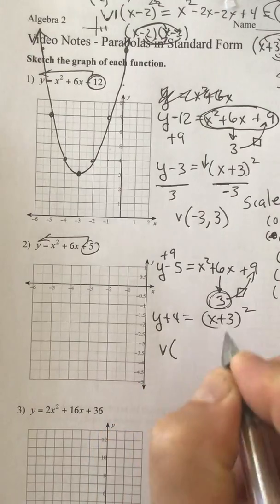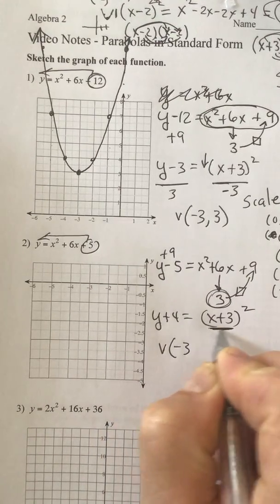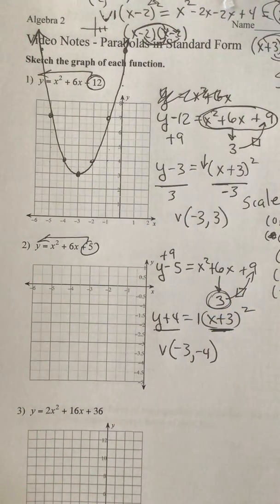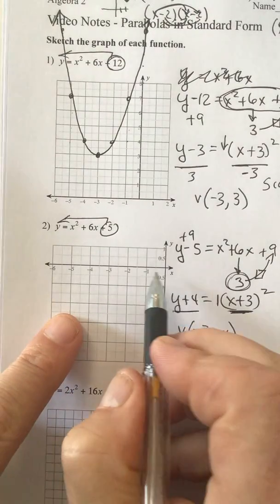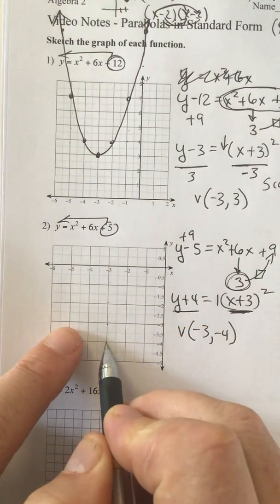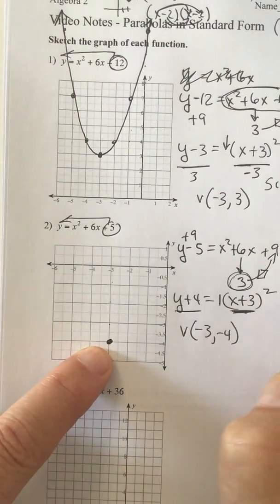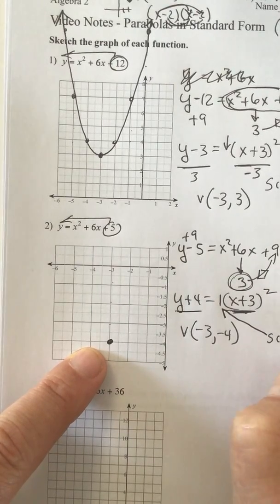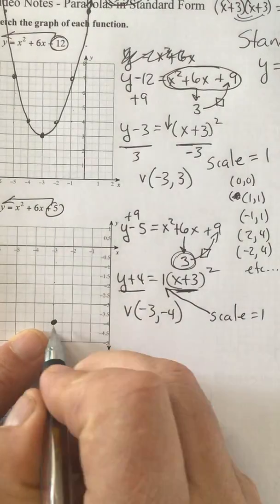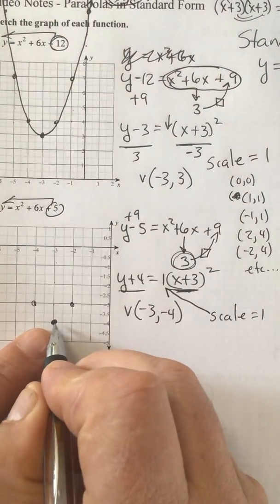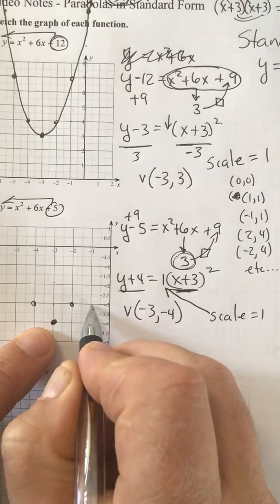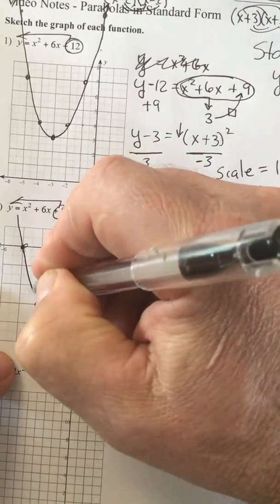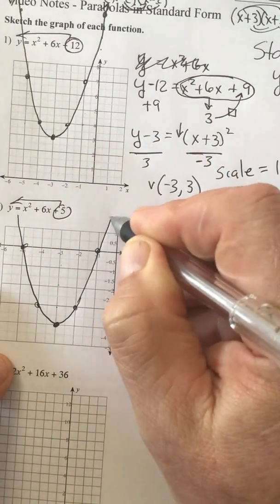Okay, here's the vertex. The vertex is at negative 3. That's what this one gives me. And this one gives me negative 4. The scale factor is 1, so it's normal width. So at (negative 3, negative 4). There's the vertex. The scale factor equals 1. That's this number right there. Okay, so over 1, up 1, over 1, up 1. And then we go over 2, up 4. That's good enough. Five points is enough for me.